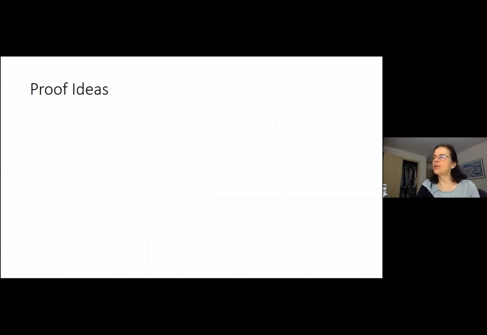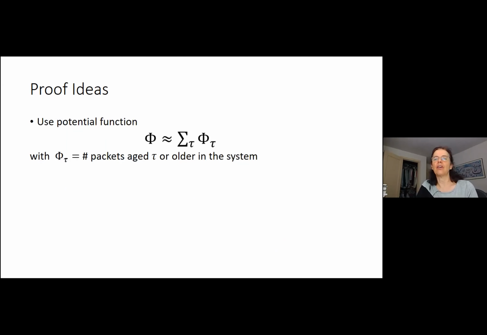So let me give you a little bit of an idea of what goes into the proof. As we got the hint already from the question, this is a nice stochastic system, and that's how it's going to get analyzed. We're going to use a potential function, and we claim that this potential function will stay reasonably bounded, and that will show the result.